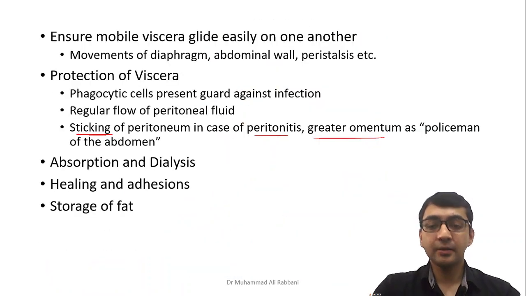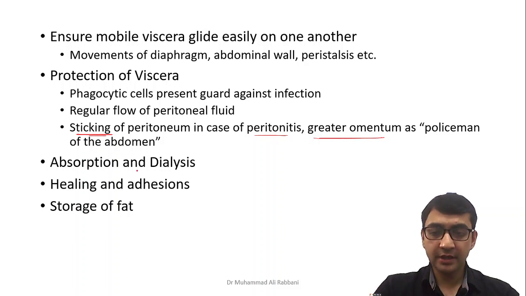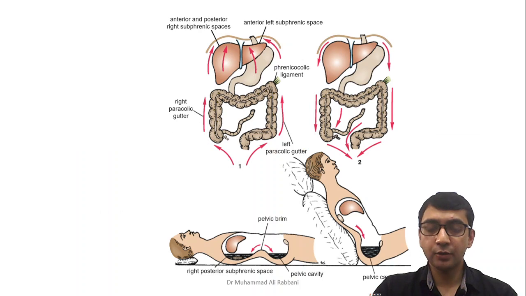So this is the peritoneum in sticking. Then it helps in absorption and dialysis. I'll go into them one by one: absorption and dialysis, healing and adhesion, and storage of fat. Between the layers of peritoneum, fat may be stored. Let's go into them one by one.